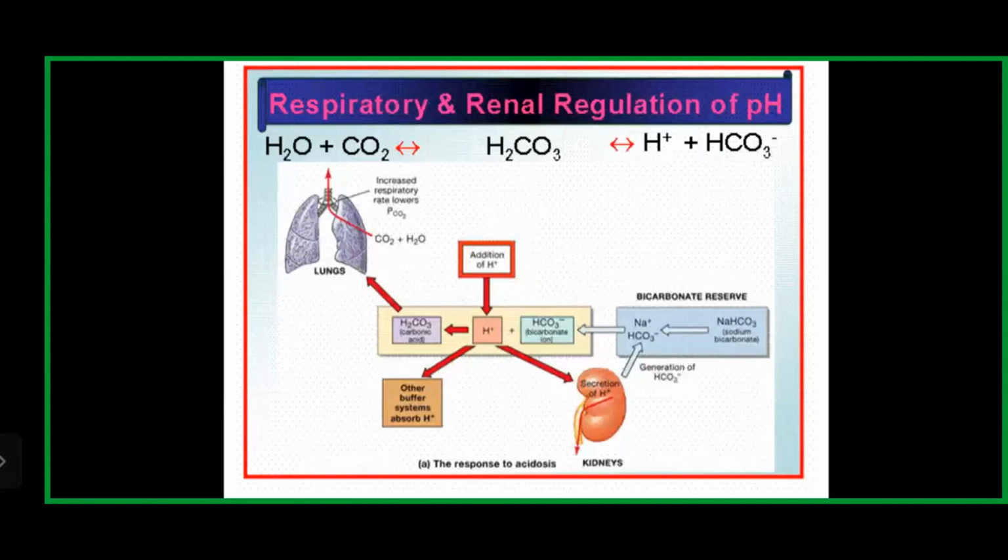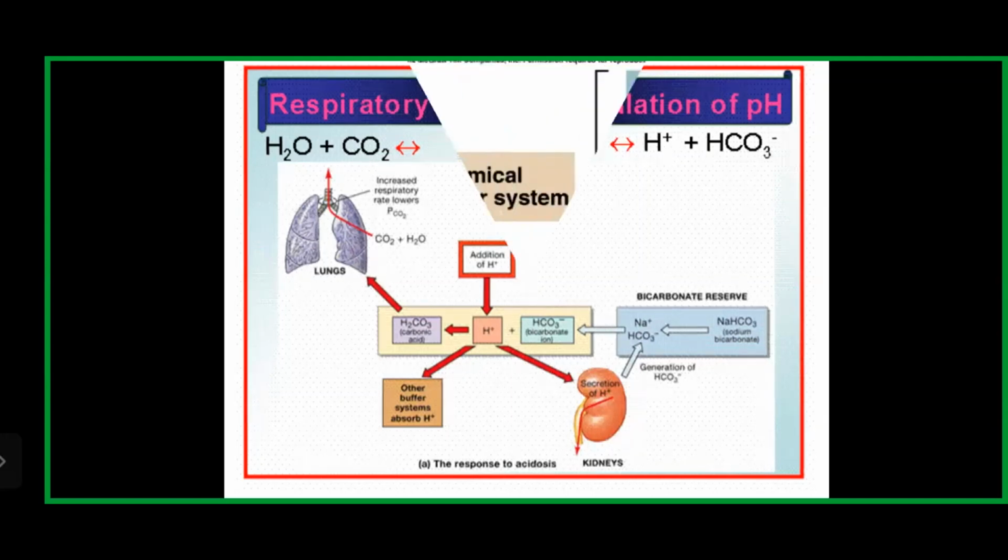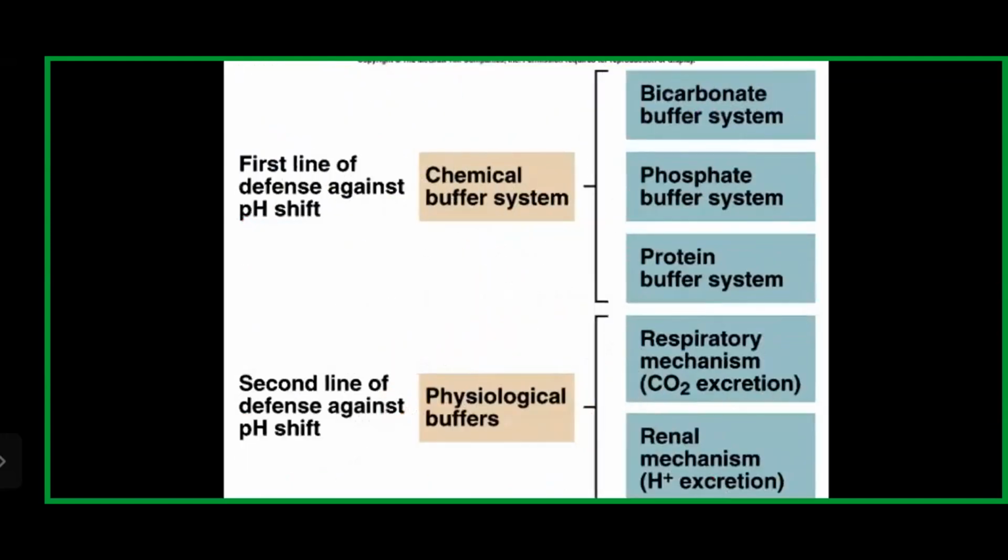When an acid is added to the system, the first line of defense against the pH change is activated. That is the chemical buffer system. The chemical buffer system has 3 parts: the bicarbonate buffer system, the phosphate buffer system, and the protein buffer system. They try to control the pH when adequate HCO3 minus reserve is there.